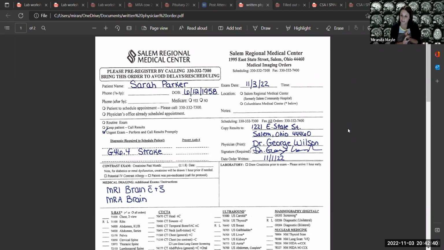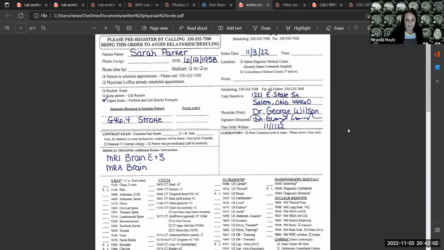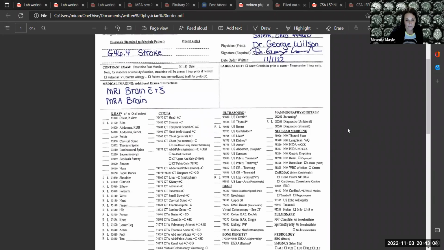So we need patient name, patient date of birth. Those are the two identifiers that we check, and it's going to verify that this order does go with that patient. We need to have the diagnosis, or at least a diagnosis code. We need to have physician information, physician signature, and then of course the exam that we are going to perform. We want to make sure that our exams make sense with the history.